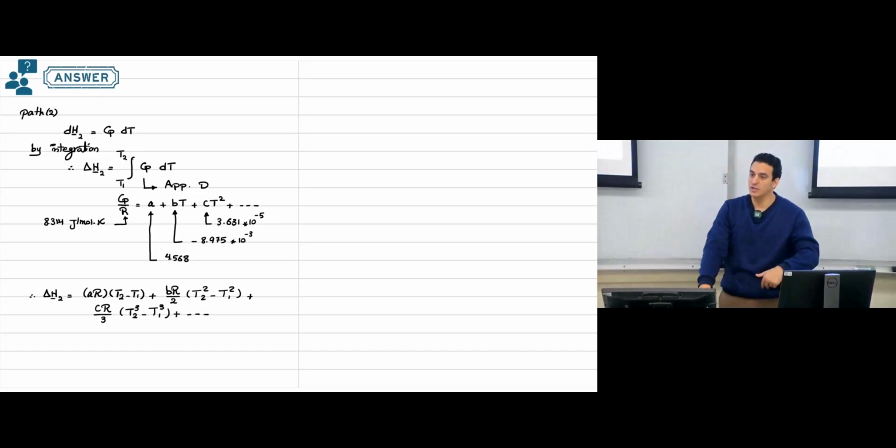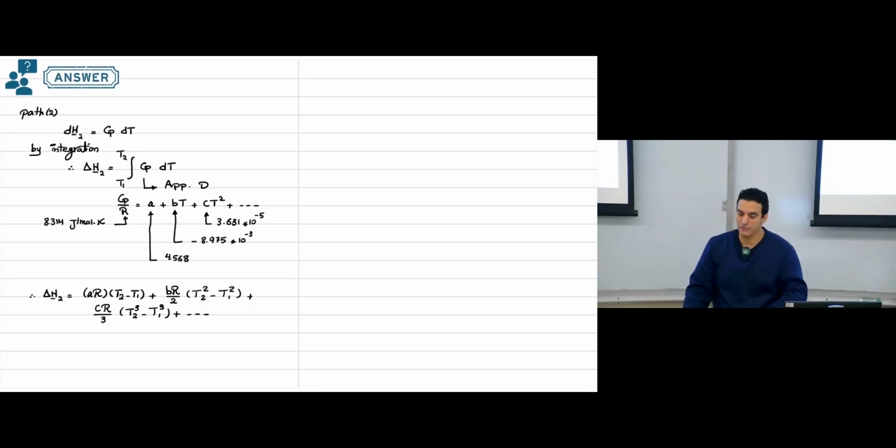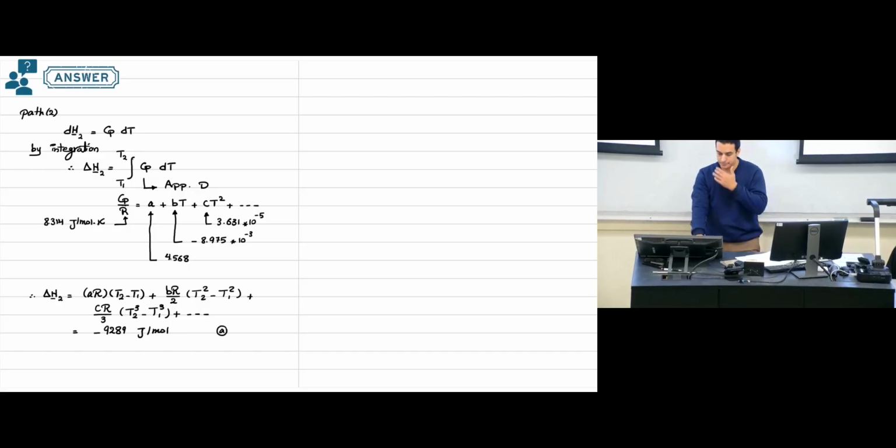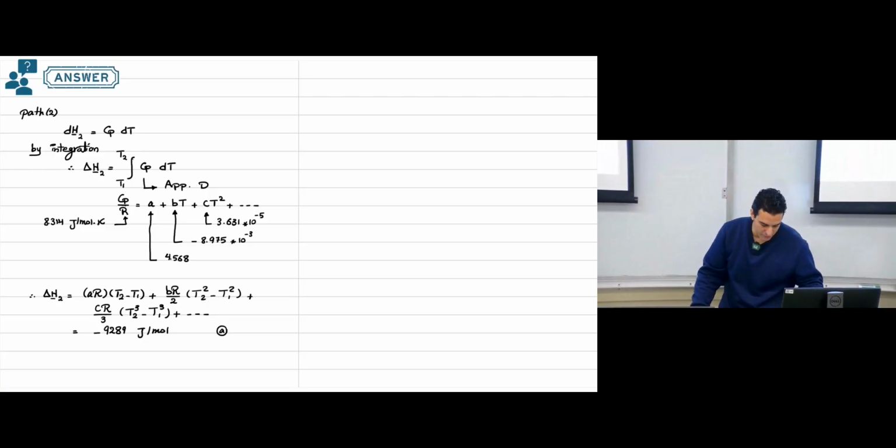So we know the value of A, we know the value of B, value of C, R is given, T1 and T2 given in the problem. So we can substitute in this one and we will find delta H2. This one is negative 9289 joule per mole, and this is, let's call it equation A. So this is the first path that we have here.